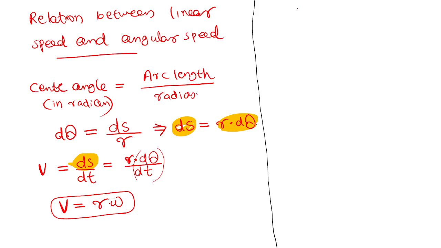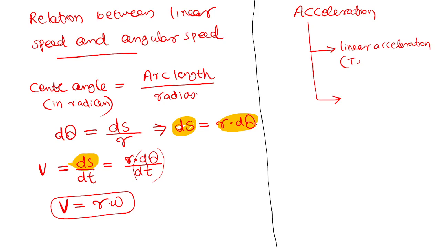Acceleration. After the class, you have to read this note again. There are two types of acceleration. One is linear acceleration, and the other is tangential acceleration. Don't worry about that. It's very simple. Don't worry.